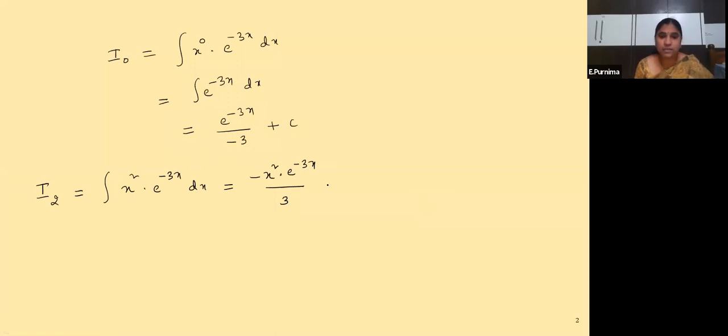Okay. So minus 2 by 9 into x into e to the power of minus 3x plus 2 by 9 into e to the power of minus 3x plus c. Because 2 by 9 into I is there, no. So there minus was there. Here minus into minus becomes plus.